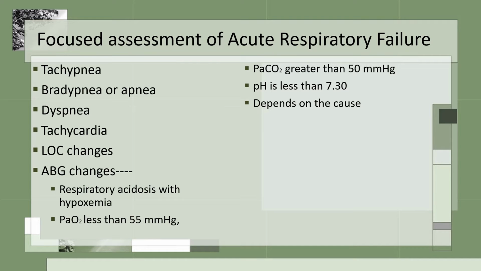For the focused assessment of acute respiratory failure, you will have tachypnea originally, and that will change to bradypnea or apnea, dyspnea, tachycardia. You're going to have LOC changes. Your ABGs will show respiratory acidosis with hypoxemia. Your PaO2 is going to be less than 55, and that's extremely low. Your PaCO2 is going to be greater than 50. Your pH is less than 7.30. And your other assessments will depend on the cause.